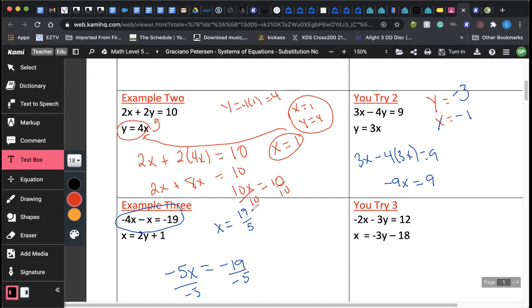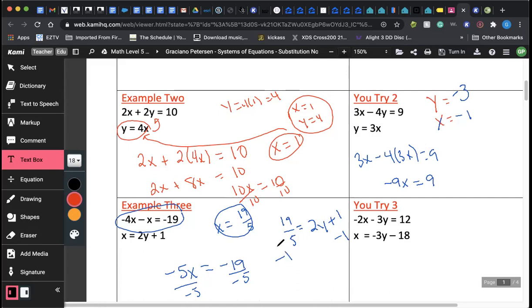Okay. So that's what x is equal to. So to solve for y, I just replace my x. So I have 19/5 is equal to 2y plus 1. So I'm going to subtract 1 from each side. So I have 19/5 minus 1, right?